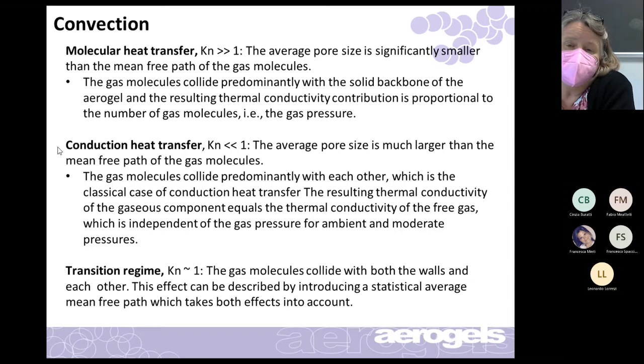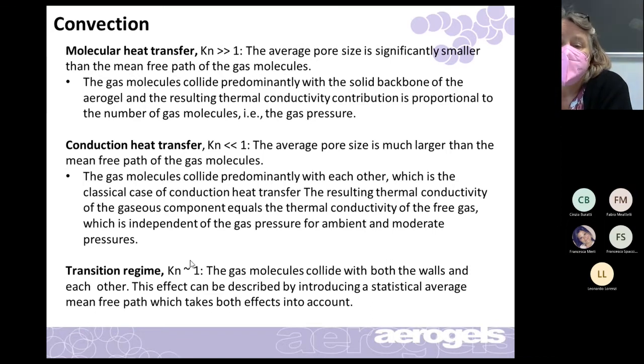And then, of course, it can be in the transition regime. Recall, aerogels have a range of pore sizes. So in some cases, you may be seeing molecular heat transfer where the gas molecules are hitting the solid and you have that interaction. And in other pores, you might see conduction heat transfer. So that's a transition regime where the Knudsen number is near 1.